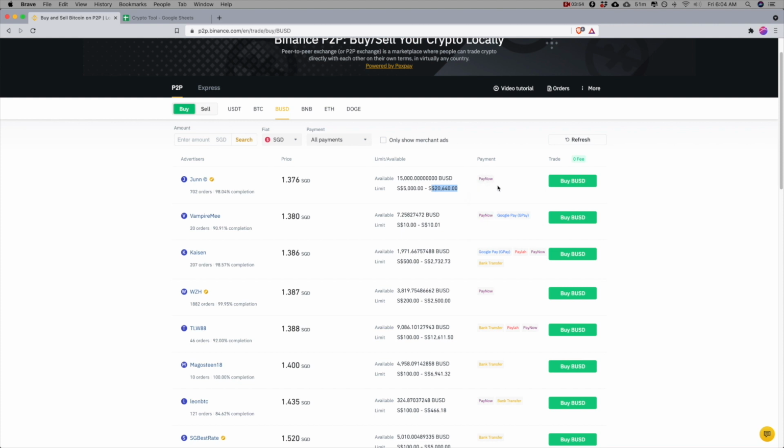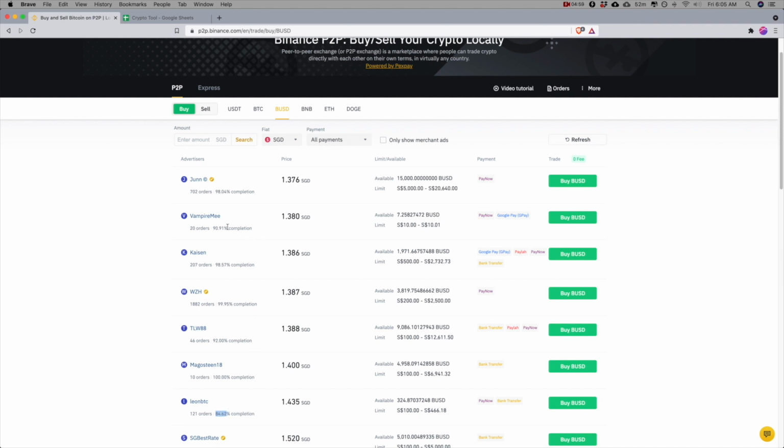Now, being in Singapore, I prefer PayNow because that's very direct and very fast. You can also see the user's success rate. Generally it feels better to go with people who have a higher success rate of completion. Not to say that people who have lower completion are less trustworthy. There are probably intermittent issues that can happen during a transaction.